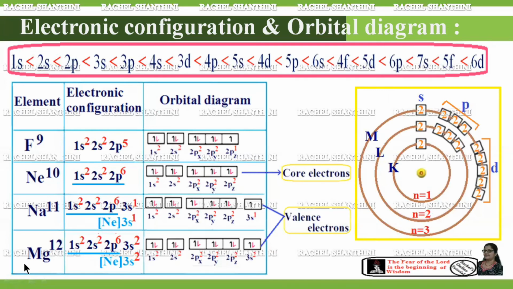Now let us write the electronic configuration of magnesium, atomic number 12. So it has how many electrons? 12 electrons.